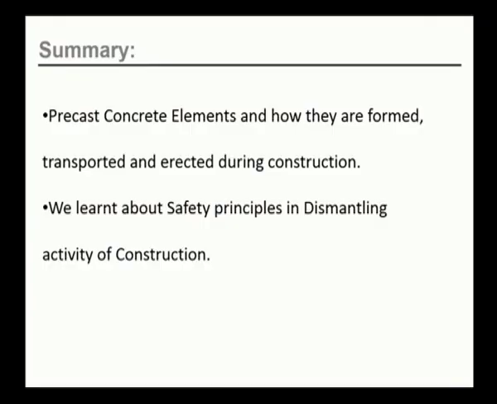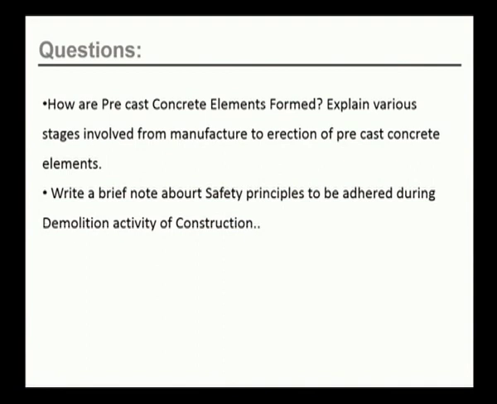Now, what we learned? We learned about precast concrete elements and how they are formed, how they are transported and erected during construction. We learnt about the safety principles which should be involved in dismantling activity involved in construction. The typical questions can be: how are precast concrete elements formed? Explain various stages involved from manufacturing to erection of precast concrete elements. Write a brief note about safety principles to be adhered during demolition activities of construction.